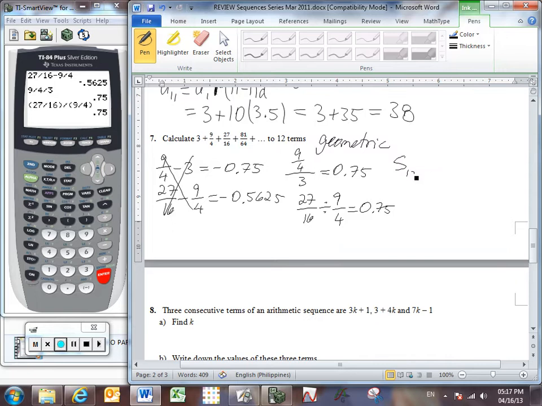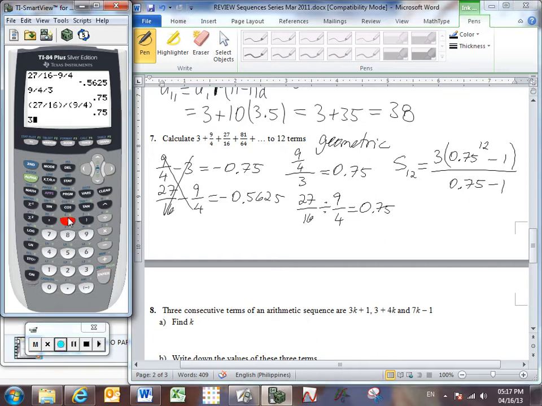It wants S12. So in the geometric sum formula, I've got u1, which I can see as 3, times r to the power of n minus 1, over r minus 1. Our r is 0.75 raised to the power of n, which is 12. So here we go. 3 times 0.75 to the power of 12, exit the exponent, minus 1, close the parentheses, divide by the entire denominator of 0.75 minus 1.